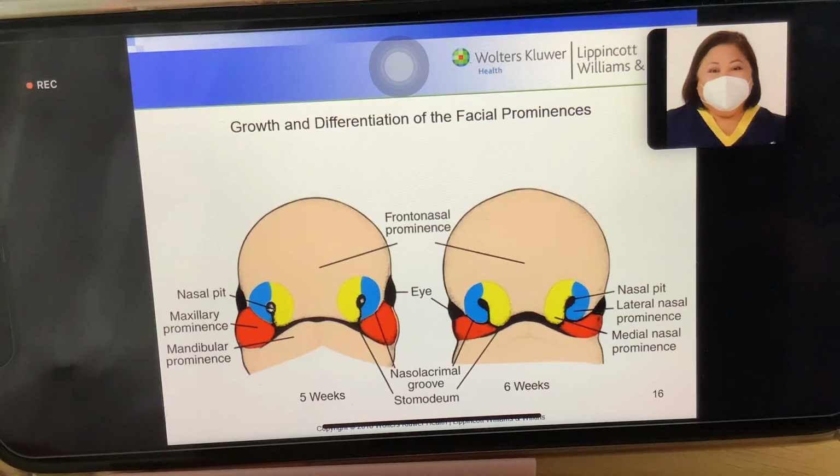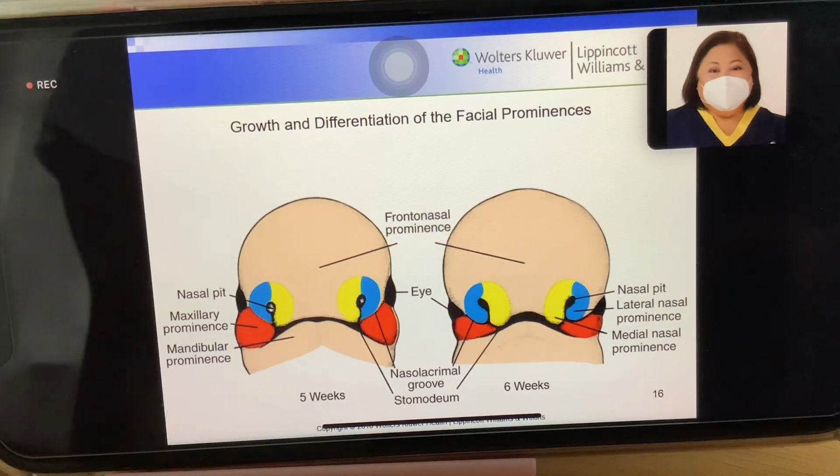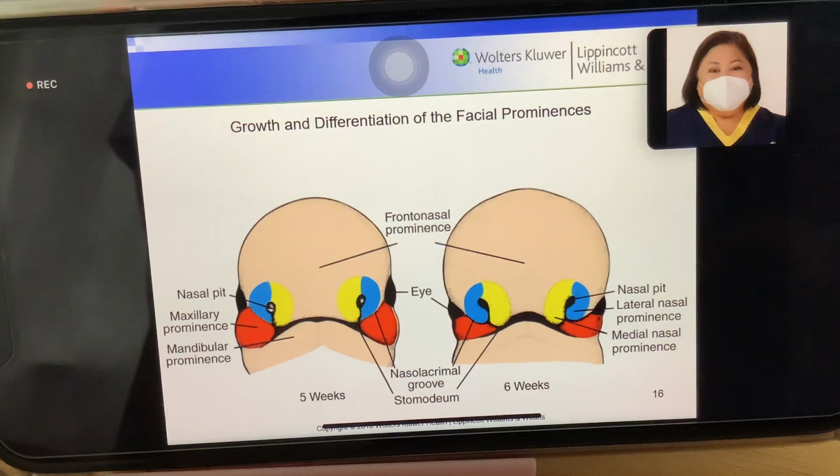So the maxillary prominences continue to enlarge and grow anteriorly. Okay? And the mandibular prominences merge across the midline to form the mandible. So, unlike other facial clefts, mandibular clefts are very rare. It seems that the mandible is almost completely formed as soon as the mandibular portion of the second arch appears. Sometimes a depression or dimple forms but not a cleft.